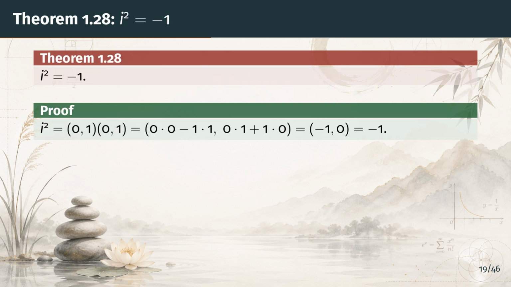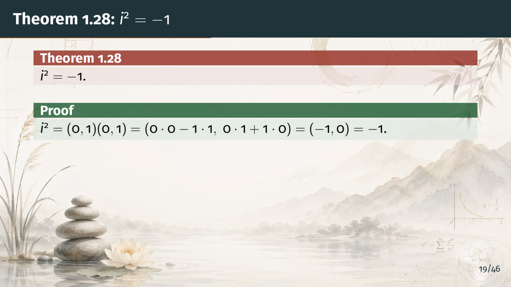Here is the payoff. If we multiply i by itself using our multiplication formula, we get the pair -1, 0, which we just identified with the real number -1. So i squared equals -1. We did not assume this. It is a consequence of our definitions. The square root of -1 has been constructed, not postulated.